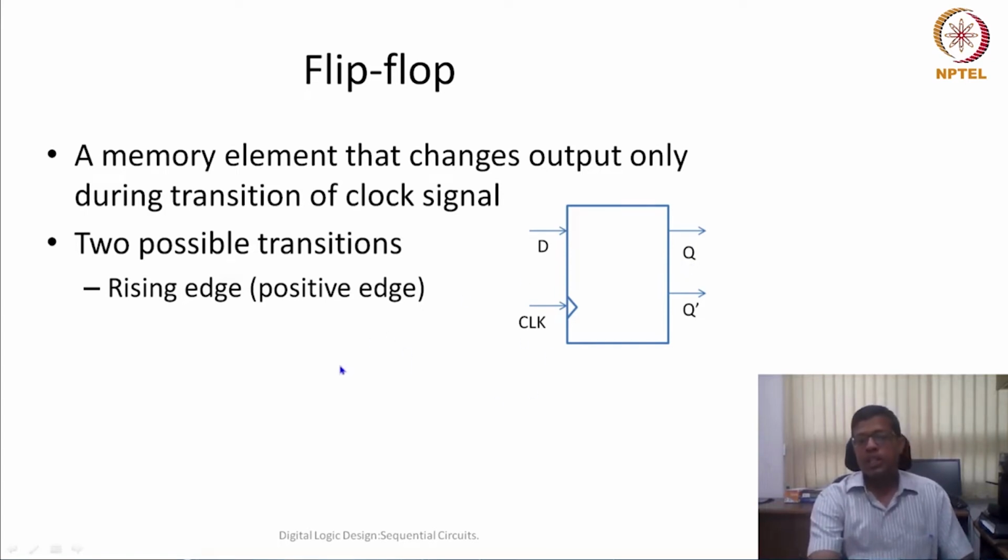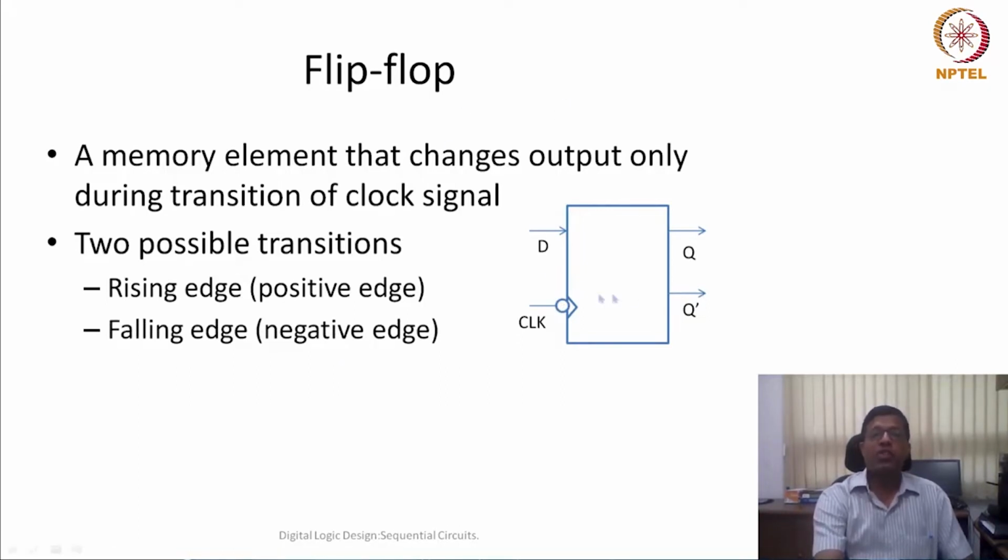Similarly, there could be another transition, which could be negative edge or falling edge. So for negative edge or falling edge, we put a circle on the clock signal. So this arrow will still be there. This arrow signifies the edge triggered flip flop. This circle means negative edge. So if we have a circle here and we have an arrow like this, that means it's a negative edge triggered flip flop.